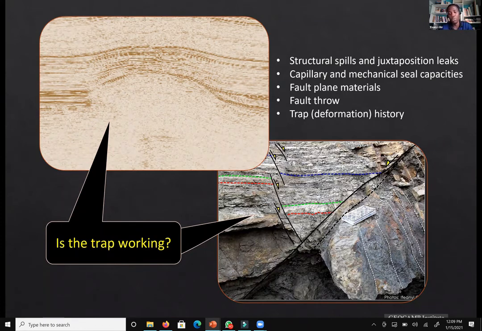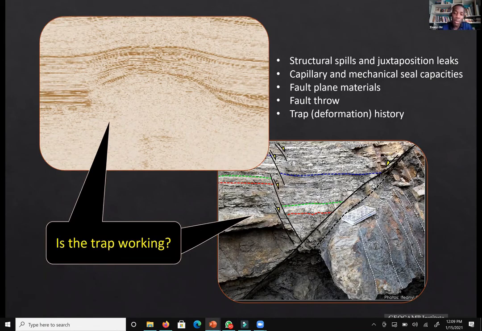We think about, if it's a fault plane, you're asking yourself, what are the materials in that fault zone? What kind of materials do you have in there separating one fault block from the other fault block? You're also asking yourself, what is the throw? How much offset do I have from the hanging wall to the footwall, whether in normal or reverse faulting systems? You also want to know how much throw do I have.